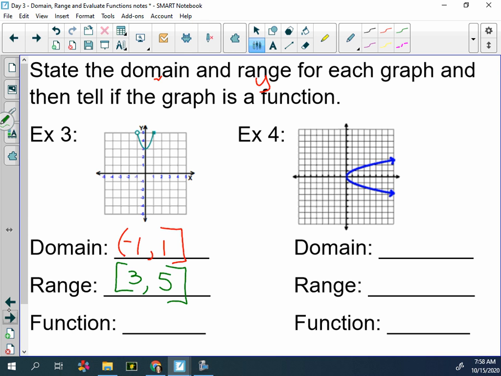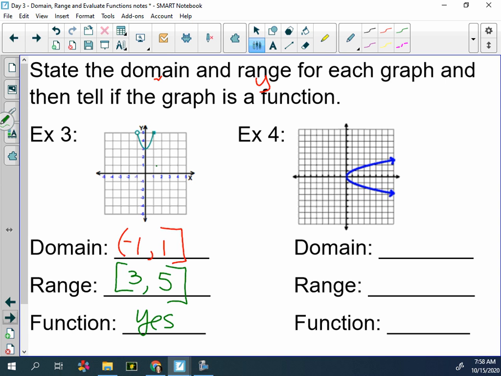We had a vertical line test from yesterday. Vertical line test means I should be able to draw a vertical line. If it goes through the graph more than once, it is not a function. So if I look here, no matter where I move my vertical line, it's only going to touch one time. So that's good. That means it is a function. So this does pass the vertical line test.